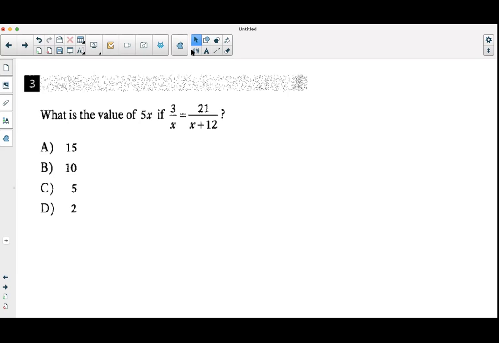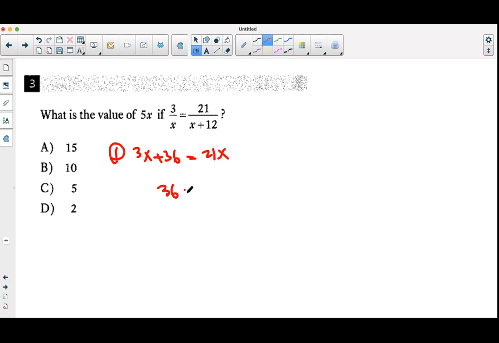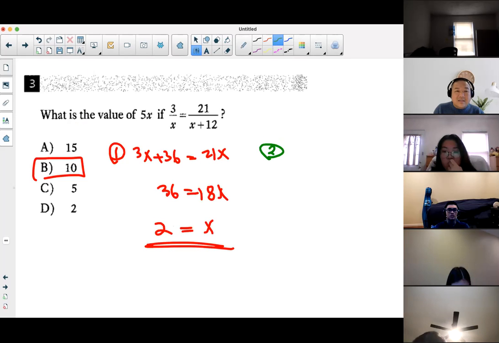So first, what we normally would have done, the first method, is multiply them across, so we get 3x plus 36 equals 21x. Would you agree? Then subtracting 3x from both sides, we get 36 equals 18x. And what is x equal to? x equals 2. And 5x there is equal to 10. We got that. That's done. So we are done with the question, and if you have solved it this way, I think that's pretty good.